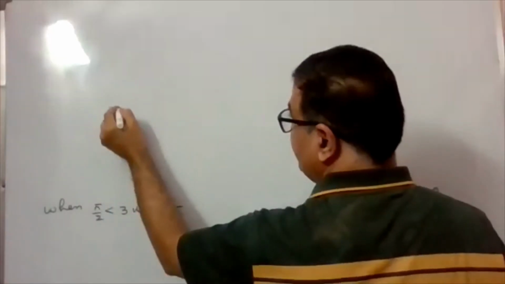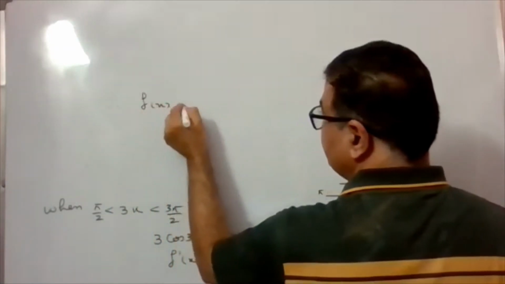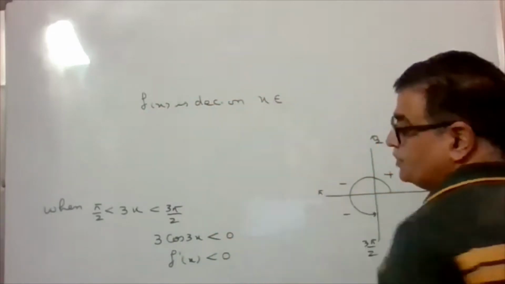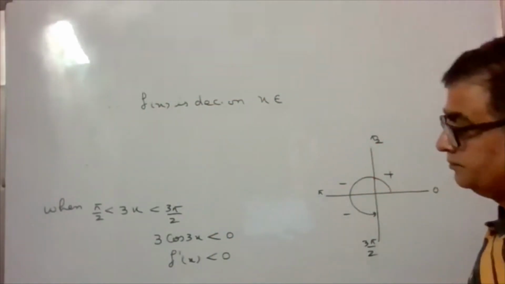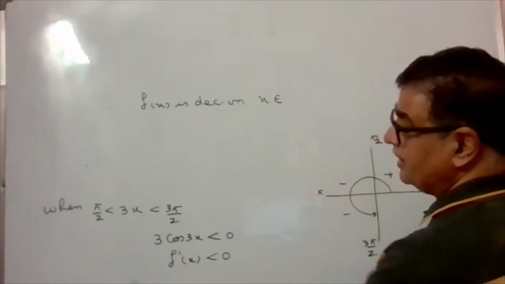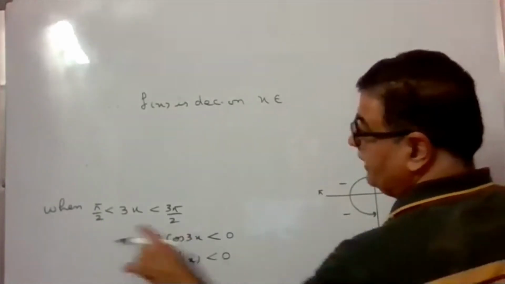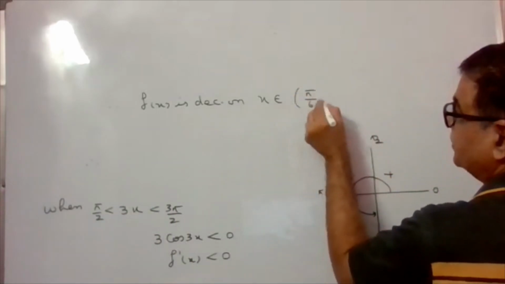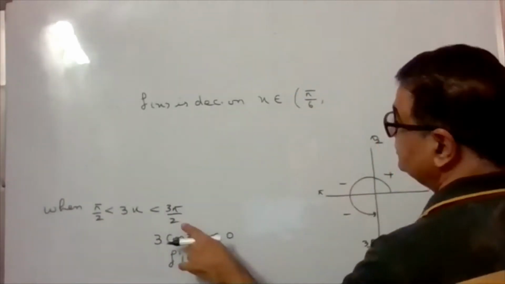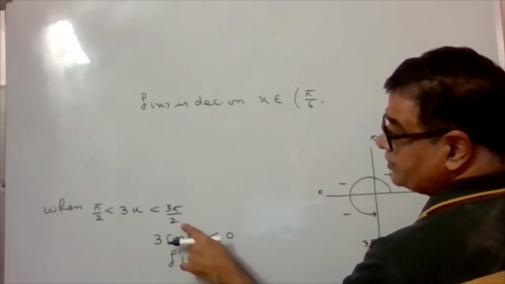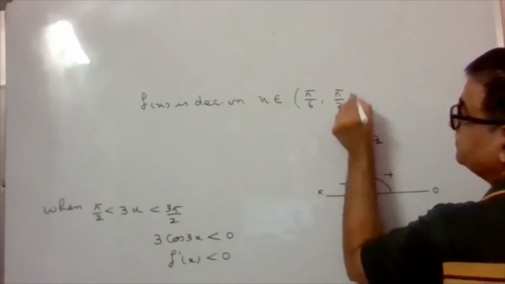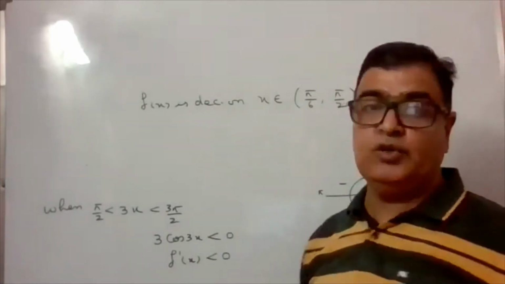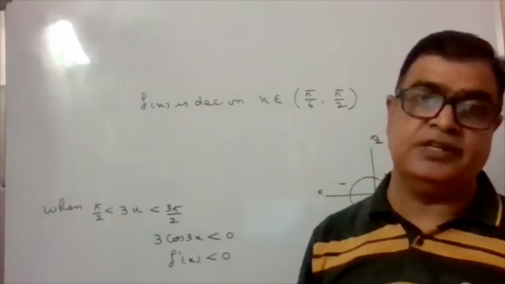So therefore f x is decreasing on x belongs to. If it is decreasing, we can find x. Divided by 3, it will be pi by 6. Now the other end divided by 3 again, so it will be pi by 2. So f x is decreasing between pi by 6 to pi by 2, and from 0 to pi by 6 it was increasing.